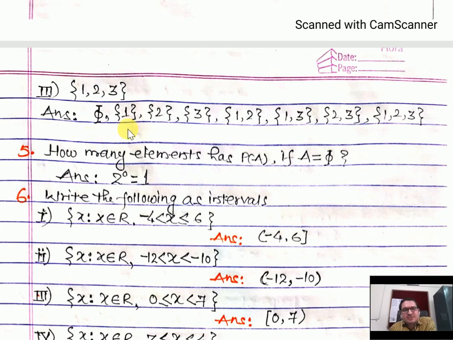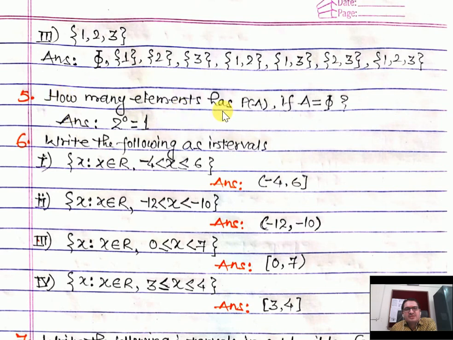So how many subsets will be there? 8, right? Now how many elements has P(A), the power set? If A equal to ∅, then A equal to ∅ means no elements, 0 elements. So 2 raised to power 0 is equal to 1. Means how to find the number of elements in a power set? You need to write 2 raised to power the number of elements in the set. In the set, the number of elements is what? 0. So 2 raised to power 0 is equal to 1. So how many elements has P(A)? If A equal to ∅, 1.